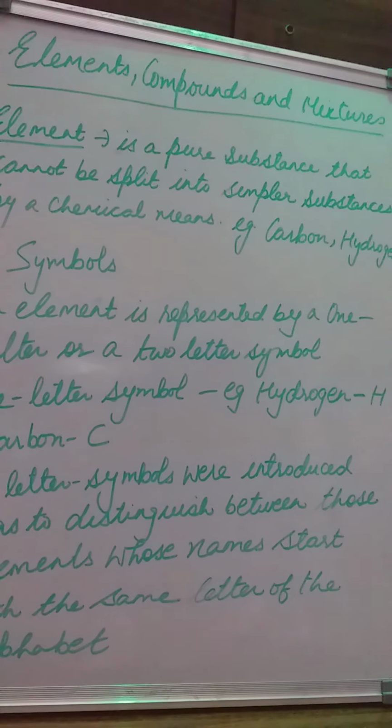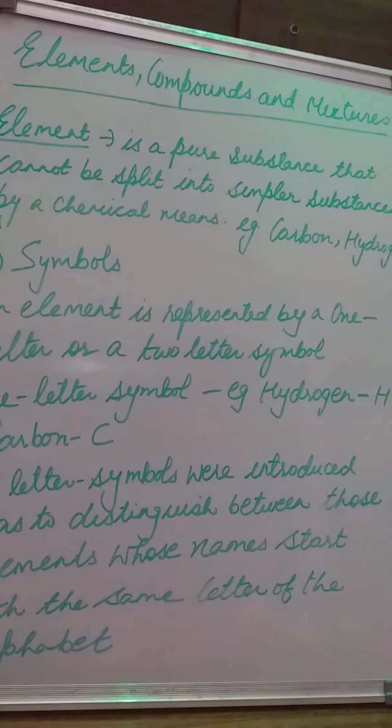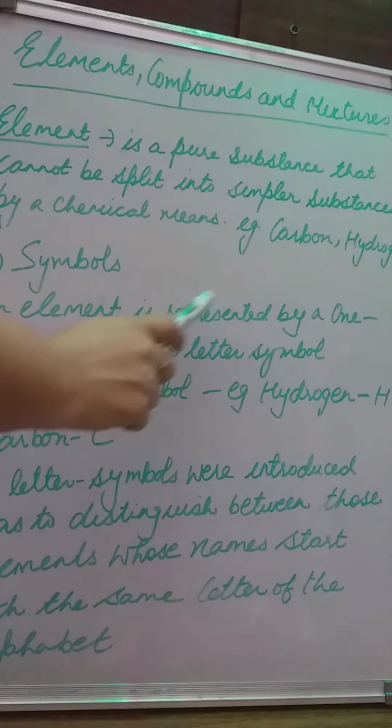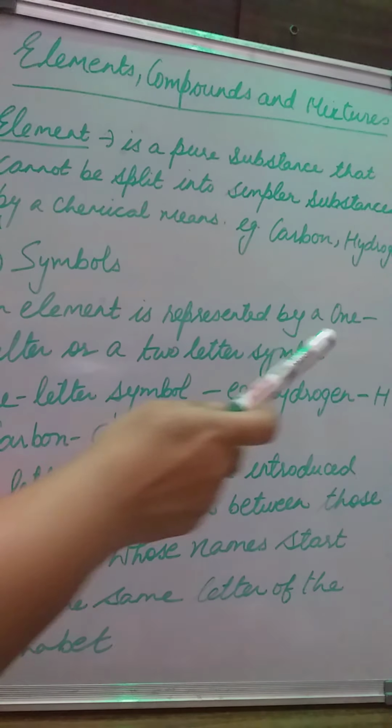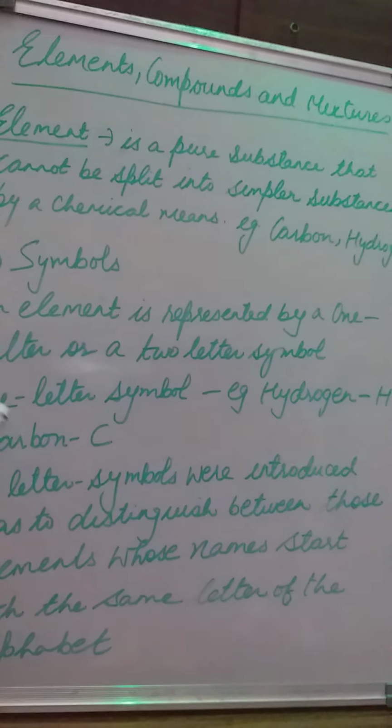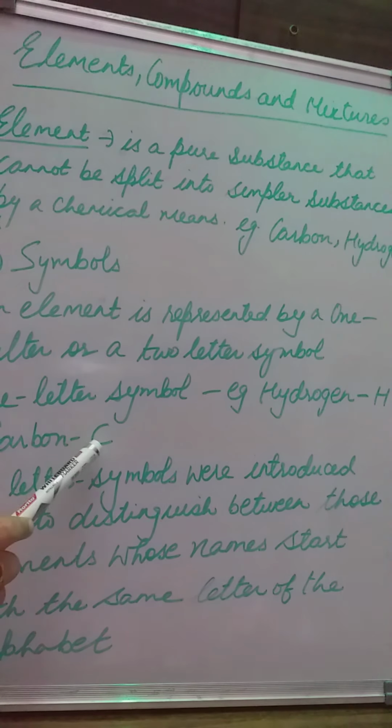Boys, after that we will learn the term symbols. What do you mean by symbols? An element is always represented by a symbol. An element is represented by a one letter or two letter symbol. Now what do you mean by a one letter symbol? One letter symbol means, for example, the element hydrogen. What is the symbol of element hydrogen? It is H. What is the symbol of the element carbon? It is C.